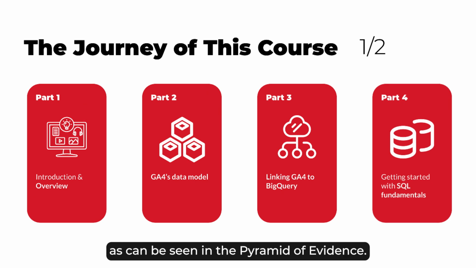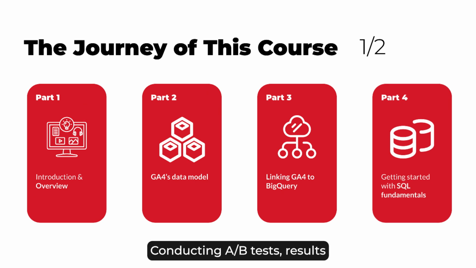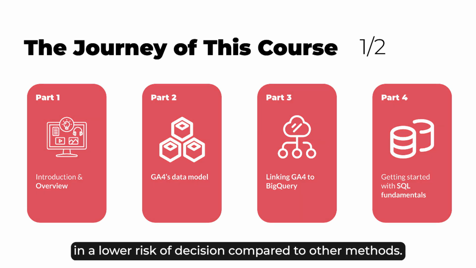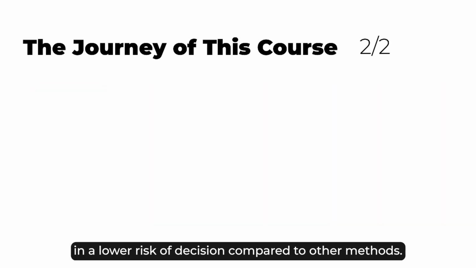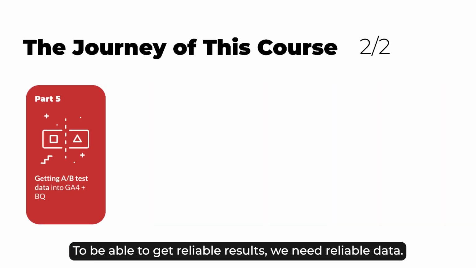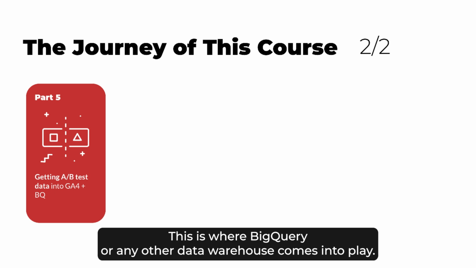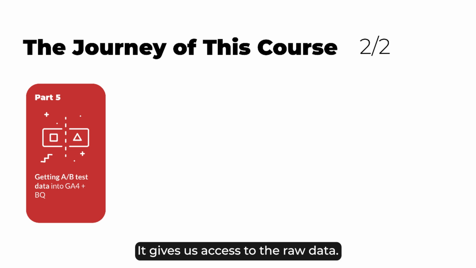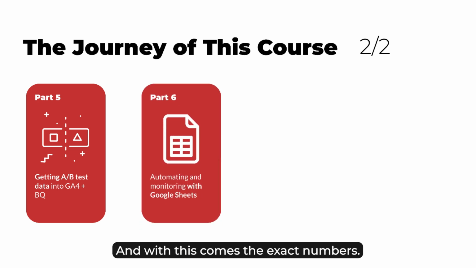As can be seen in the pyramid of evidence, conducting A/B tests results in a lower risk of decision compared to other methods. To be able to get reliable results, we need reliable data. This is where BigQuery or any other data warehouse comes into play. It gives us access to the raw data, and with this comes the exact numbers.